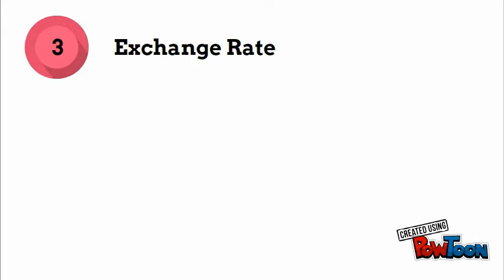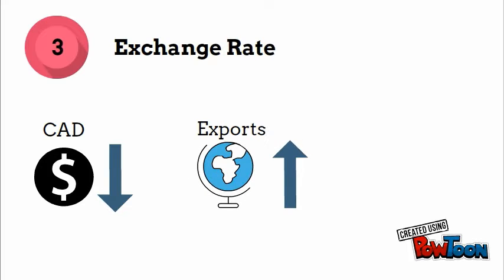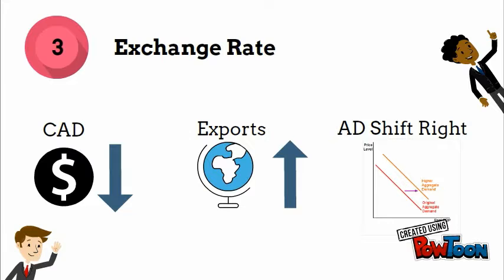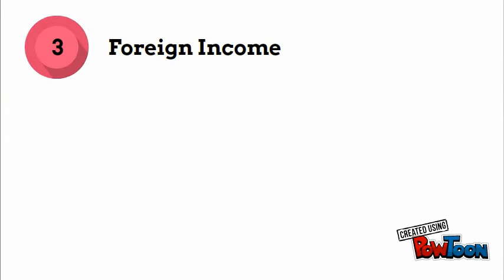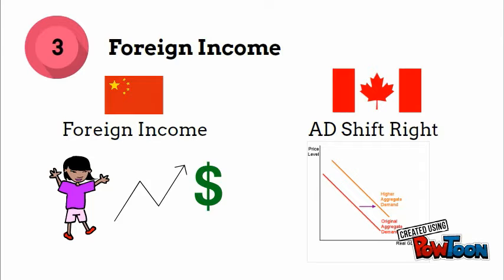The next factor is exchange rate. If the value of a currency goes down, then the exports in that country will increase, since it's cheaper for other countries to buy from them. Therefore, aggregate demand will shift right. Similarly, an increase in foreign incomes will mean people have more money to buy things from Canada, therefore shifting the Canadian aggregate demand curve to the right.